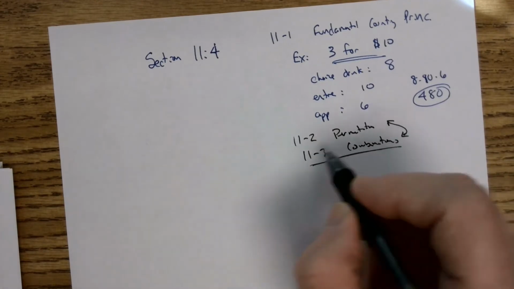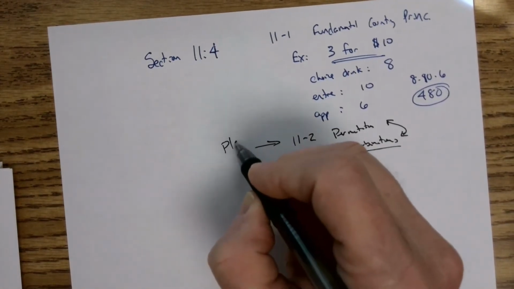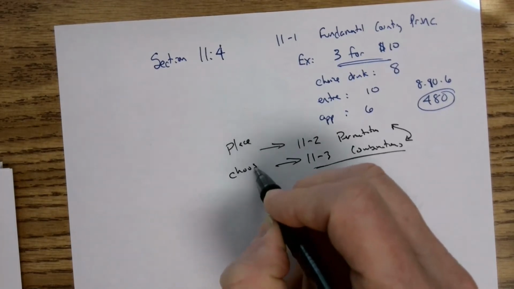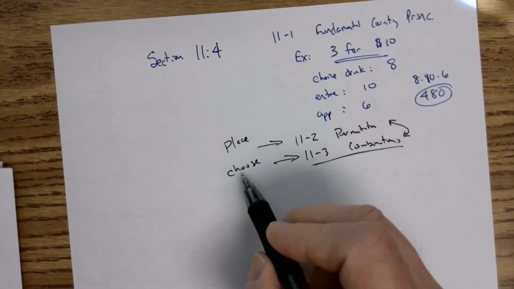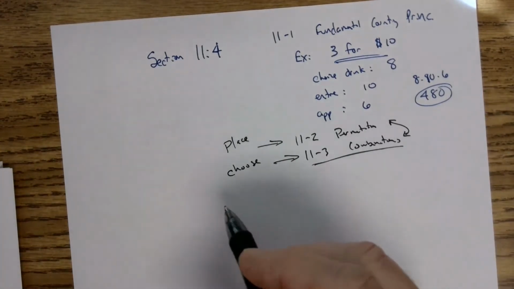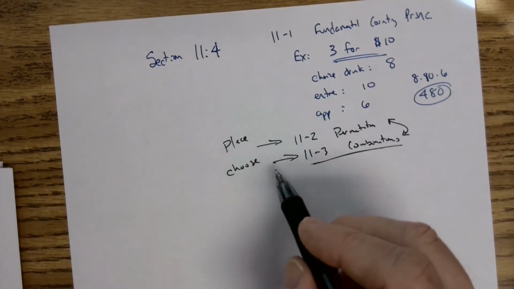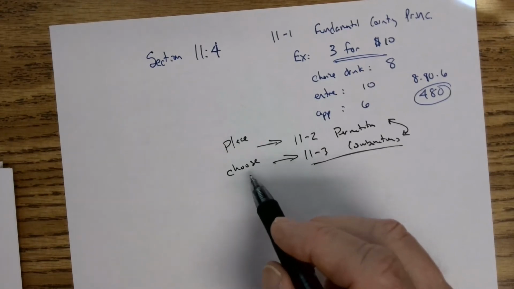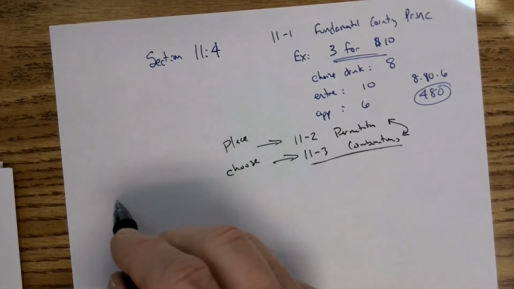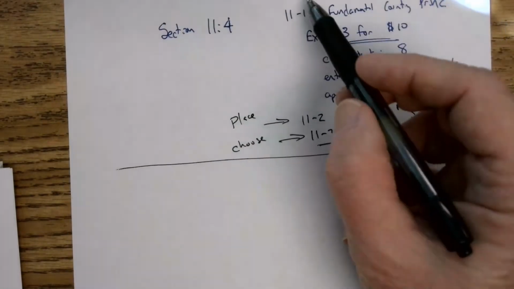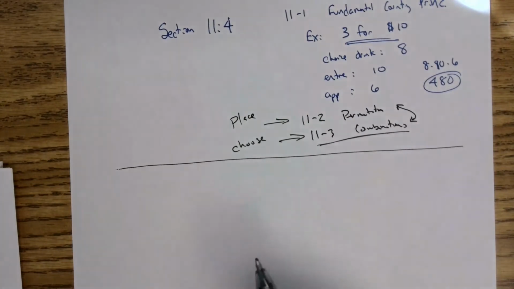This is the one where place matters, and this is the one where I just use the word choose. If I'm going to choose 3 people out of a group of 12, and it doesn't matter who comes first. If I'm going to an ice cream store and I'm going to get 3 scoops in my bowl of different ice creams, it doesn't matter which one comes first. So that's a very quick recap of 11.1, 11.2, 11.3.